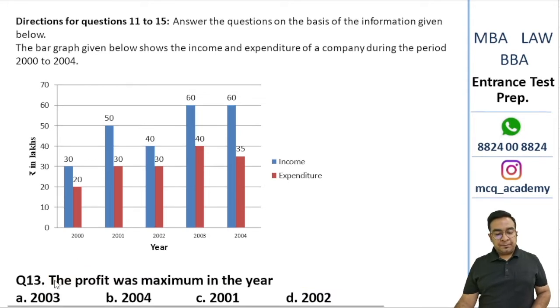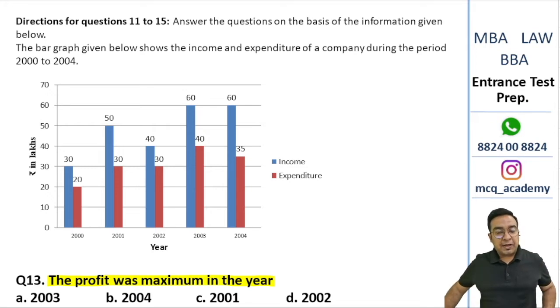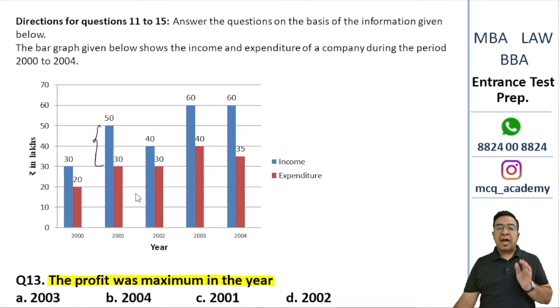Question number 13. The profit was maximum in the year. Now keep in mind, here you are being asked about absolute profit, in terms of numbers, not in terms of percentages. So we just need to take into consideration the gap between the blue bar and the red bar. The year where this distance is the maximum would become the answer to the question. So for here, this is equal to 20.